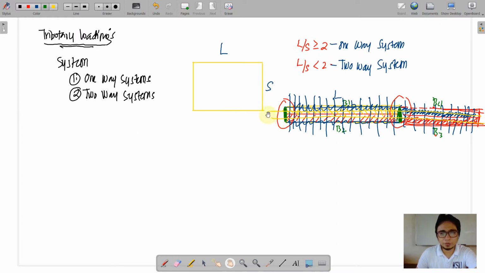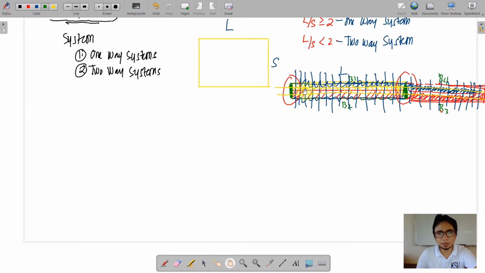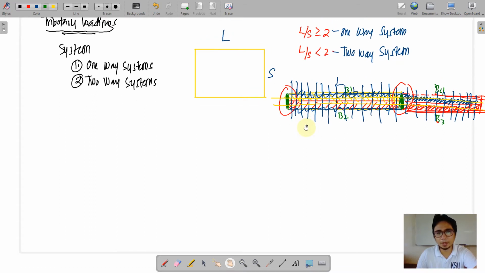So in figures like this, there is no obvious or great difference between the longer and the shorter span, unlike on the one-way slab, where there is an obvious difference between the longer and the shorter span. Okay, so how is the distribution now? Let me illustrate that one.